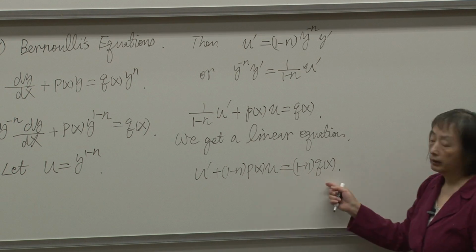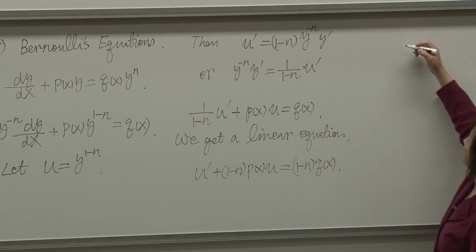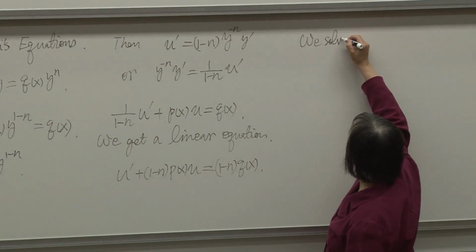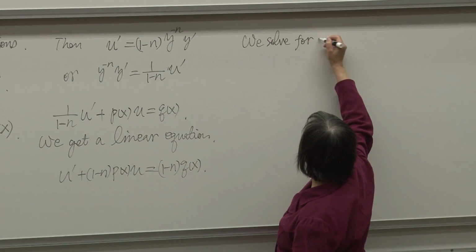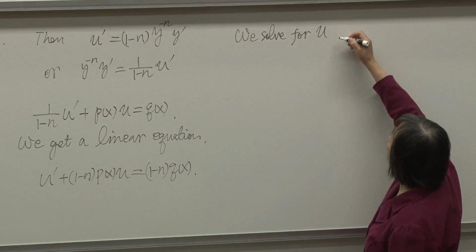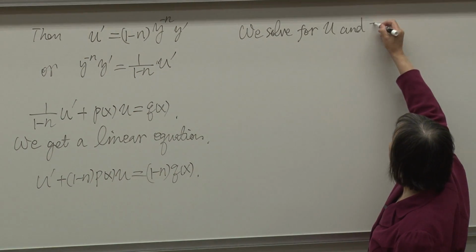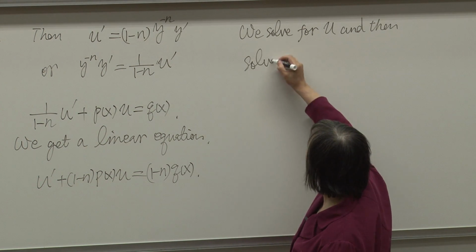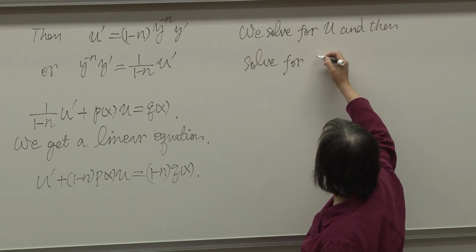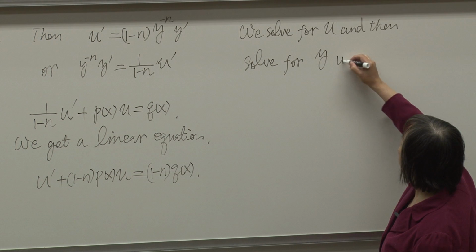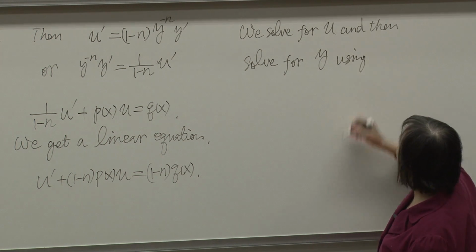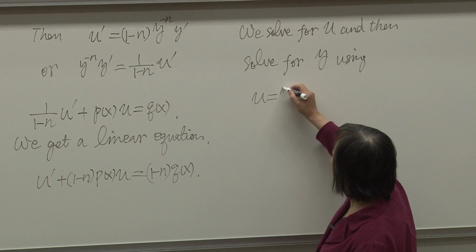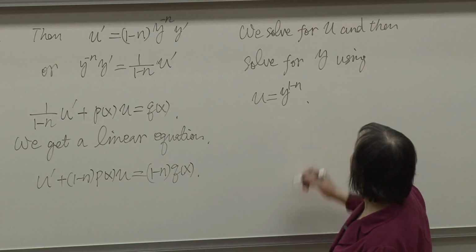P of x and q of x are given. So we solve for u, and then we solve for y using the original definition u equal to y to 1 minus n.